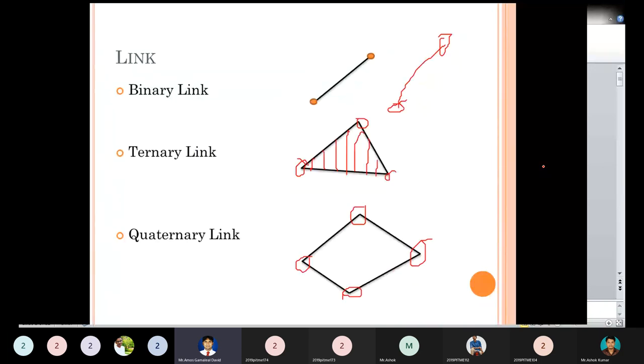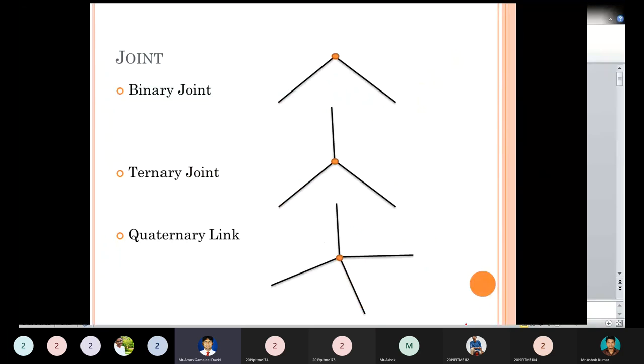Next one is joint. So there's a difference between link and joint. Look at binary joint. Two links join at one point to form a binary joint. At this joint there are two links. Bi means two. Joint will be one only, but how many links are joining together, that's what matters. Here there are two links joining, so we call it a binary joint.